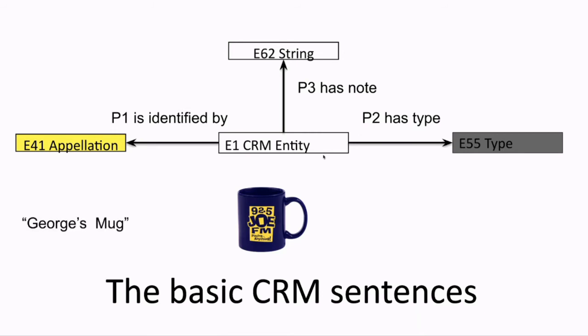So what that means is if there was a real world mug and it was my mug, then CIDOC CRM would allow me to represent that as mug. This mug is an instance of CRM entity. The name George's mug is an instance of E41 appellation, and the relationship between them is that the name George's mug identifies this thing. And also the classificatory term, come up by the great archaeologist so-and-so, mug, applies to this particular kind of object and not to some other.